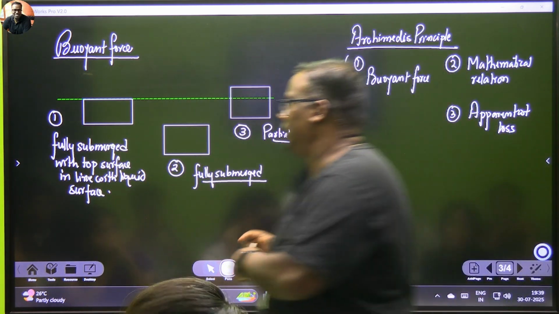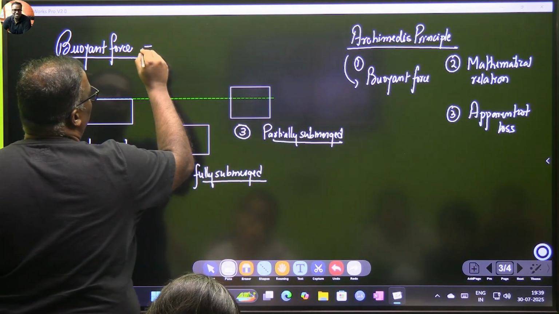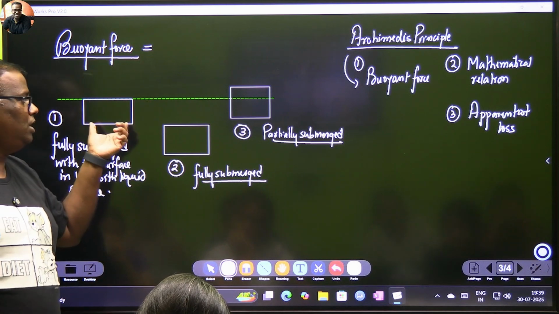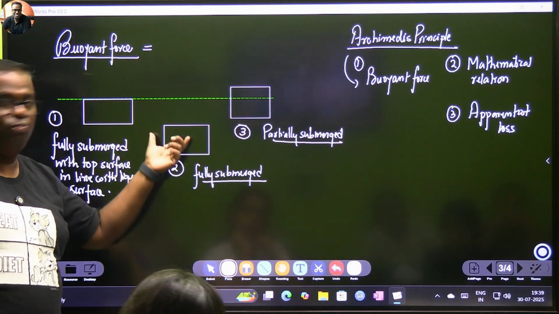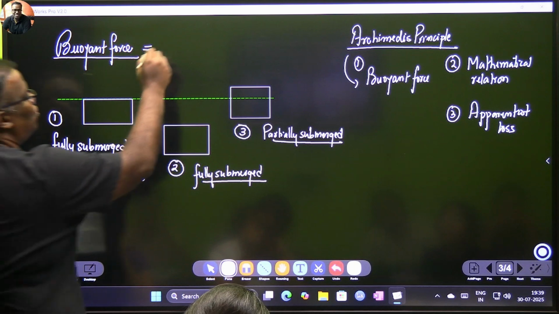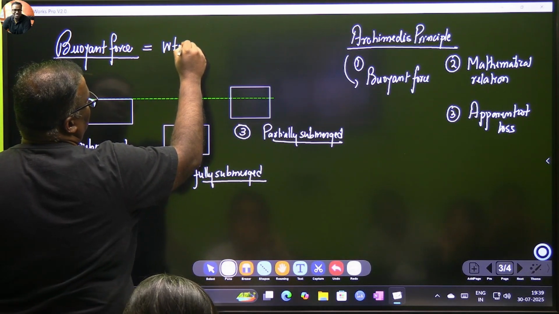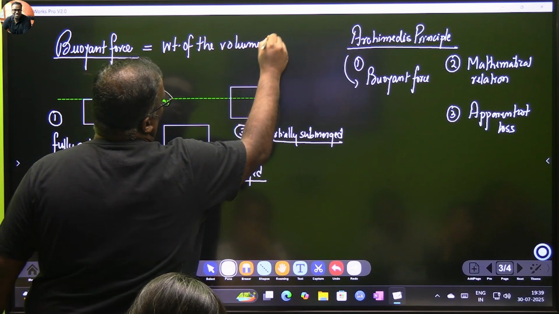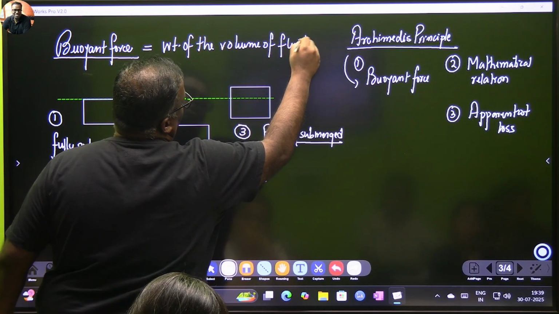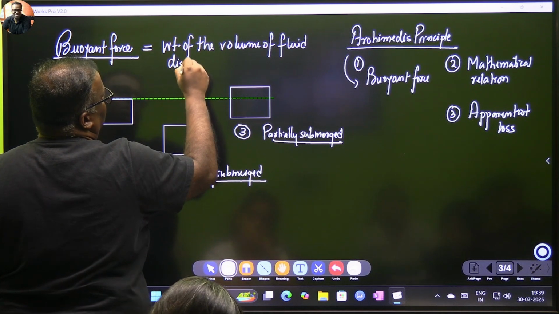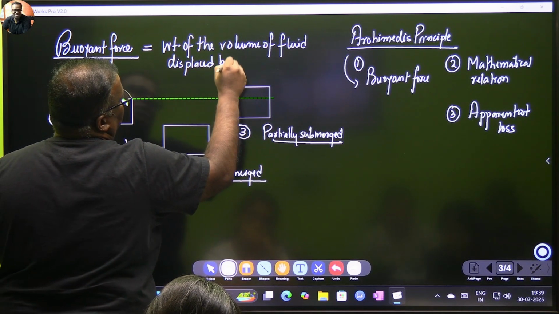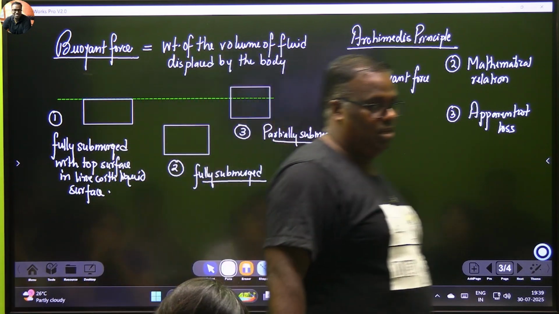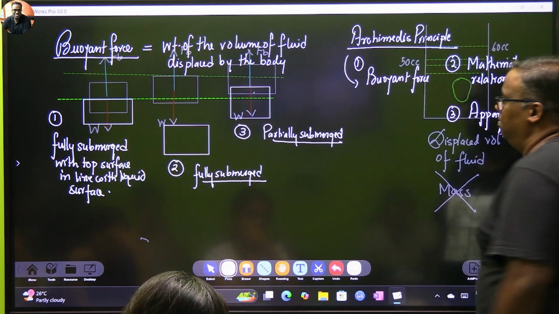अब Archimedes क्या कहता है? That this buoyant force will be equal to, very interesting. So concept is same. Whenever a body is immersed partially or fully in a liquid, the buoyant force is equal to the weight of the volume of fluid displaced by the body. बड़ा इंटरेस्टिंग हो गया। अभी देखो इसका मतलब क्या है। Let's go back to our आलू example.